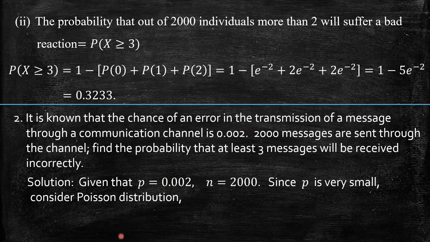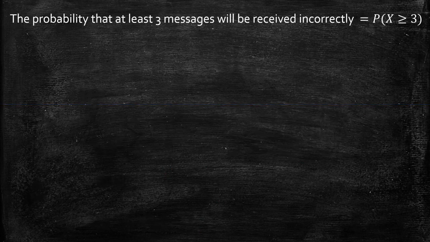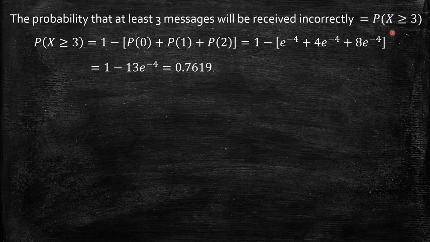So I have to consider Poisson distribution here also, with the probability function as usual m power x exponential minus m by x factorial, where m is, now we have to calculate, that is 2000 into 0.002, np, which is 4. So P of x is 4 power x e power minus 4 by x factorial. Now I take probability at least 3 messages. So that means greater than or equal to 3. So the probability that at least 3 messages will be received incorrectly, that is probability of x greater than or equal to 3, means complement of x less than 3.